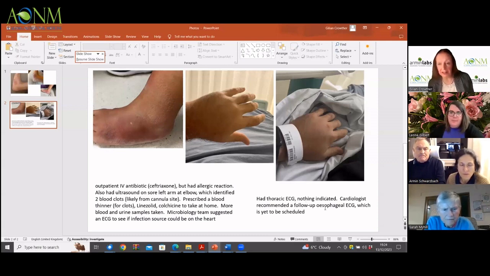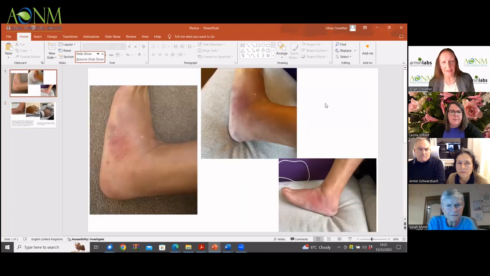The cardiologist has recommended a follow-up ECG, yet to be scheduled. But overall, they're a little bit lost. And I'm just wondering whether you've ever seen a syndrome like this with these kinds of images here, which are indeed very worrying. I'll stop sharing now. I could give you a lot more details on the case, but perhaps you just have a few tips.